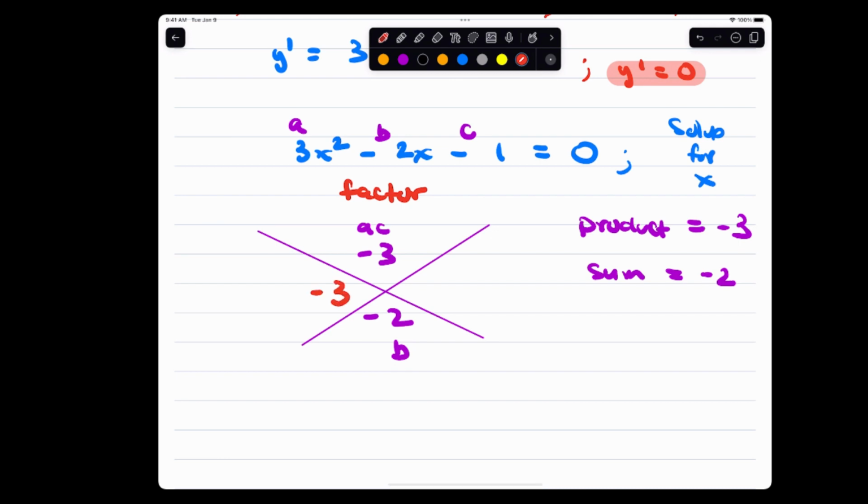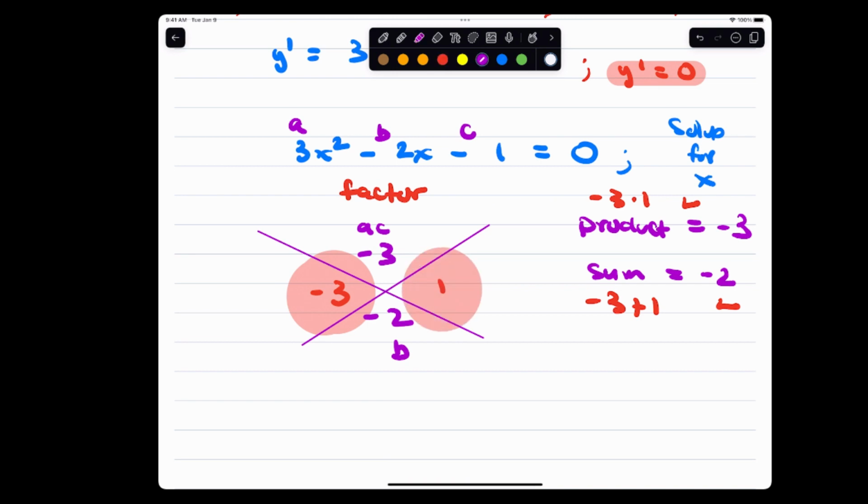Let's double check. Does that work? Is negative 3 times 1 negative 3? Right? Okay. So the product is fine. Is negative 3 plus 1 negative 2? Ladies and gentlemen, those are the numbers.